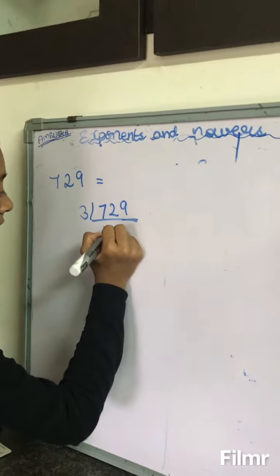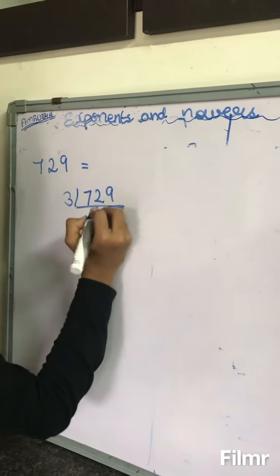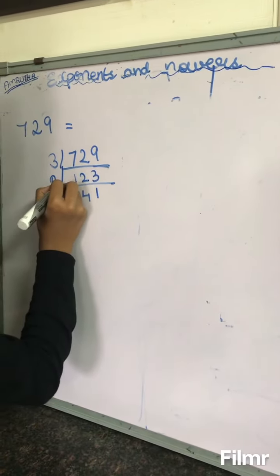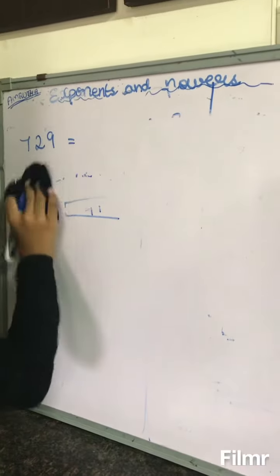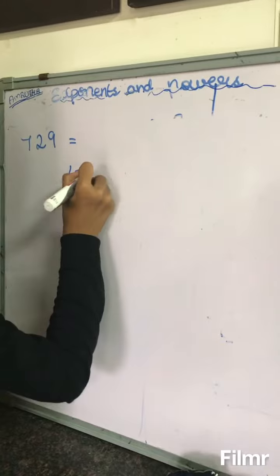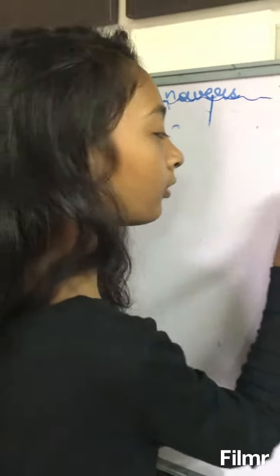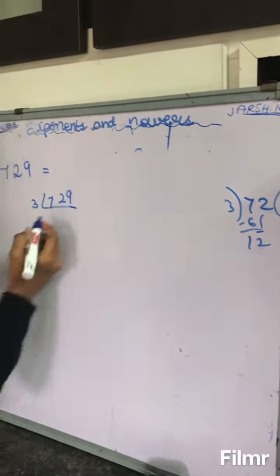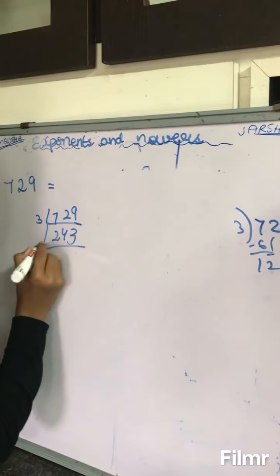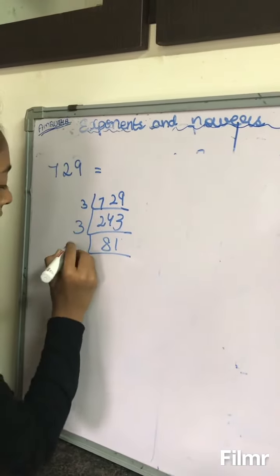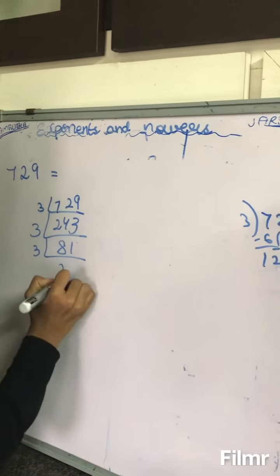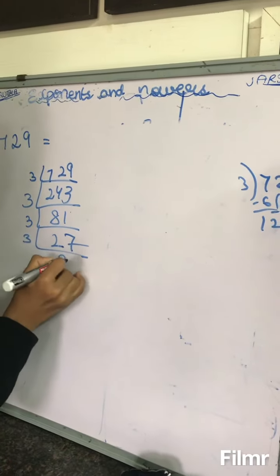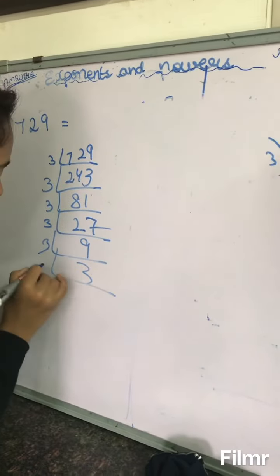3 table, 3 times 2 is 6. 3 table, 4. Again 3 table, 81, 3 table, so 6, 2, 21, 7, 3 table, 9, 3 table, 3, 3 table, 1.